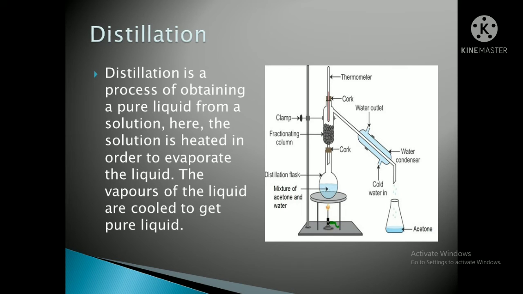Okay, let's see. See here, one cork is given. Up on the cork, another fractionating column is there. There one thermometer is there. Okay, then from there one water outlet is there and a water condenser is there. That water condenser is also known as the Liebig's condenser. Okay, it is also known as Liebig, L-E-I-B-E-G apostrophe S, Liebig's condenser.